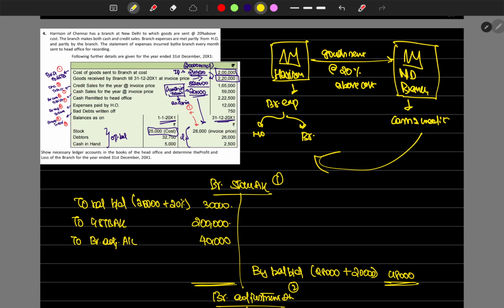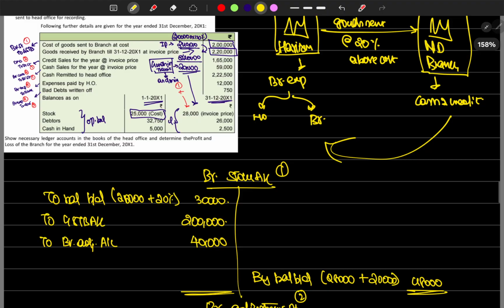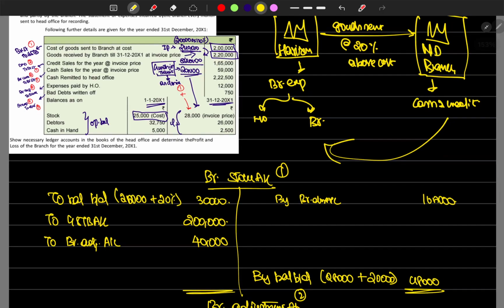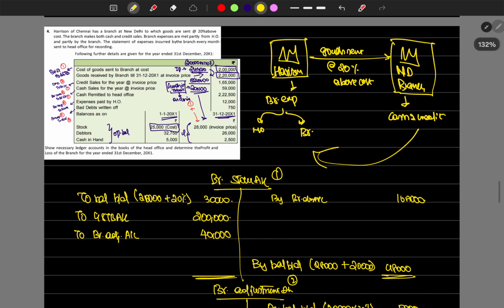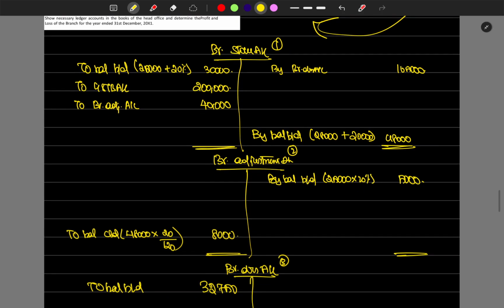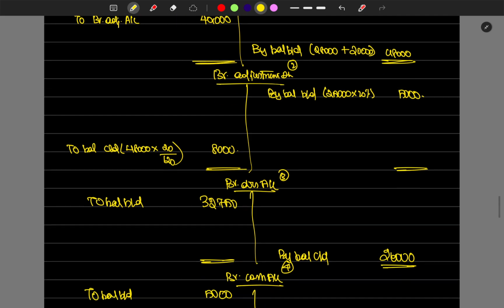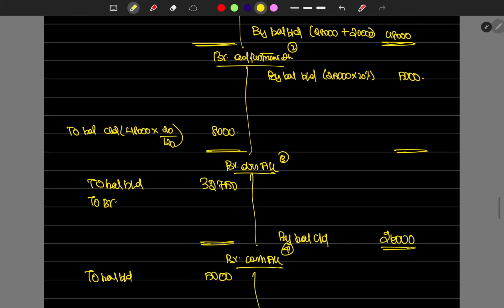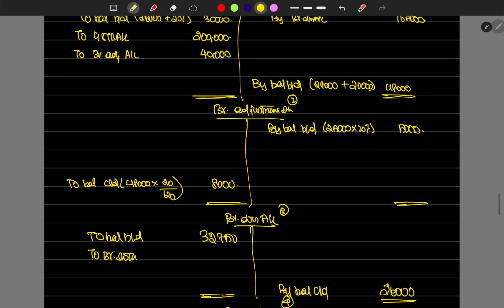Then goods received by branch, we came to know that that's information, that's not the line item. Then credit sales, which comes to first, which is by debtors account, branch debtors is how much? 1,65,000. Okay, to branch stock, which is 1,65,000.